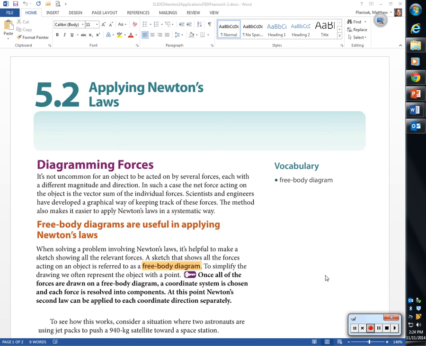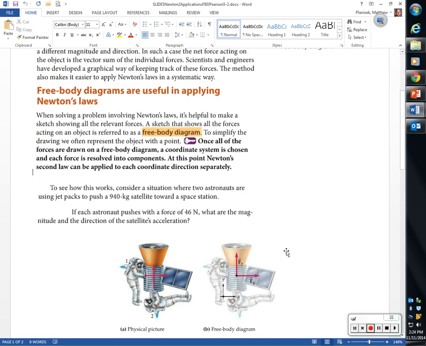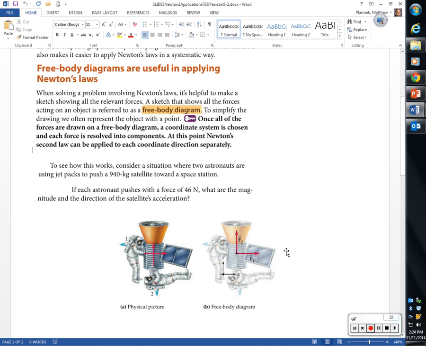So the big gist of yesterday was drawing free body diagrams. The title says free body diagrams are useful in applying Newton's laws. What is a free body diagram you were introduced to yesterday? You don't necessarily have to give me a book definition, but it's what? It's a sketch showing all the forces. Because if we're going to look at the combined effect of all of those forces, we have to know what those forces are. So basically it's a way for us to figure out the net force.